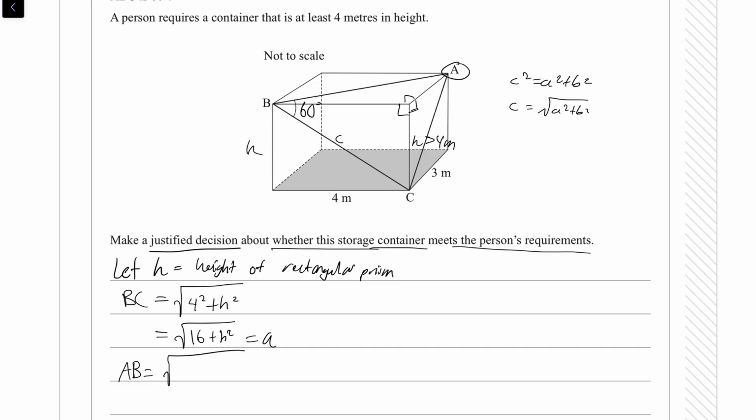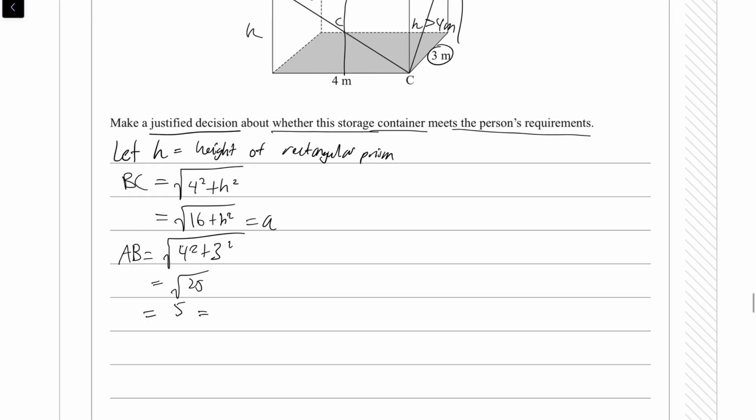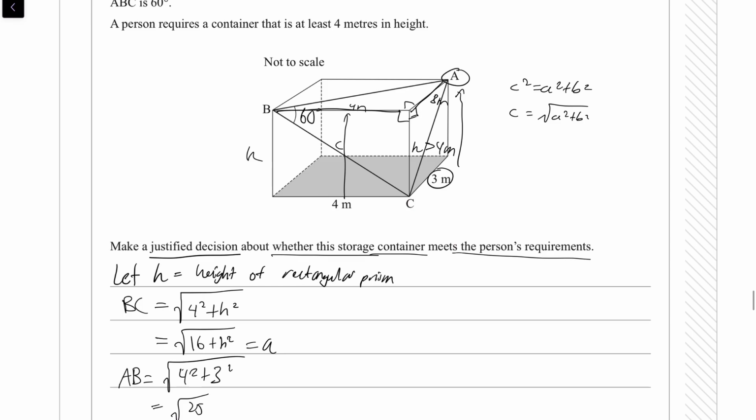Square root of, we know this length is going to be, moving this up, equivalent to 3 meters. And then this length here is going to be 4 meters. So that's going to be the square root of 4 squared plus 3 squared, which we know is a 3, 4, 5 triangle. And so the length is 5 there. And because, again, it's opposite angle C, we'll let that equal to lowercase c.